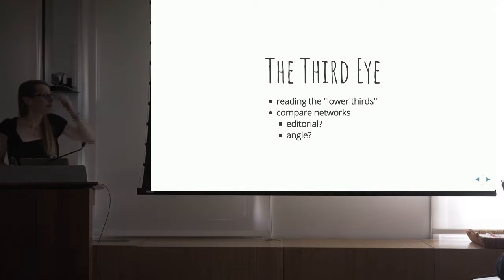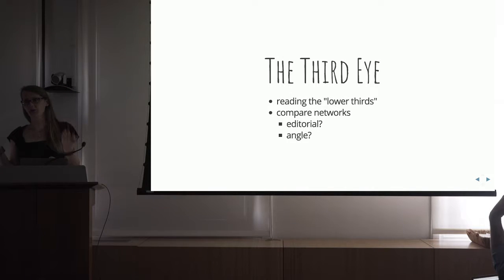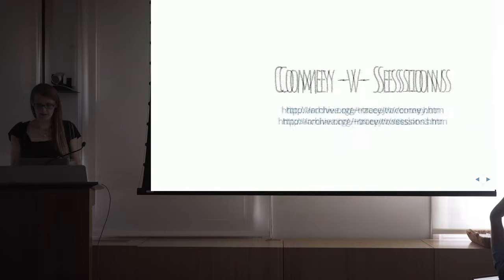So the next thing that we've been working on is something that we're referring to as the third eye. It's sort of experimental right now, and the idea is to read the lower thirds and to see and compare around big network events. So we've been looking at the Comey testimony and the Sessions testimony, and seeing through the usual suspects like Fox News, MSNBC, CNN, and BBC News, what are they reporting? What are they trying to summarize for us?